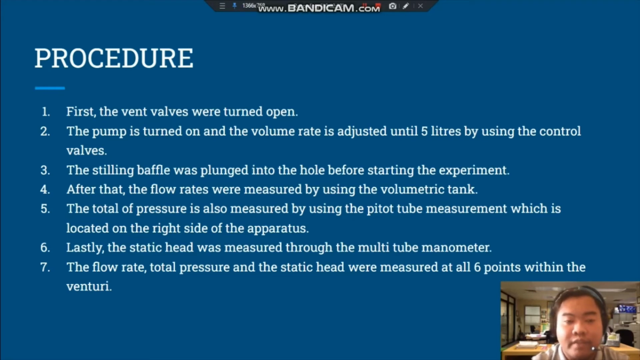The next step, the flow rate was measured by using the volumetric tank, and the total pressure is also measured by using the pitot tube measurement, which is located on the right side of the apparatus. Lastly, the static head was measured through the multi-tube manometer, and the flow rate, total pressure, and the static head were measured at all 6 points within the venturi.